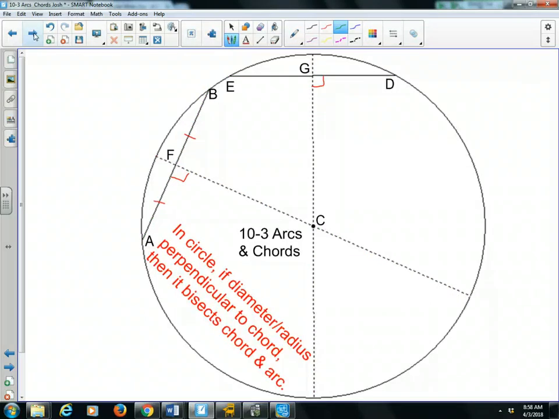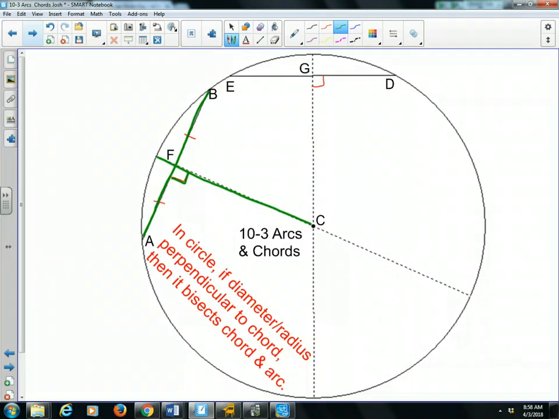Our first property: in a circle, if a diameter or a radius is perpendicular to a chord, then it bisects the chord as well as the arc. So perpendicular means 90 degrees, of course. So if this radius is perpendicular to chord AB, then it bisects the chord.